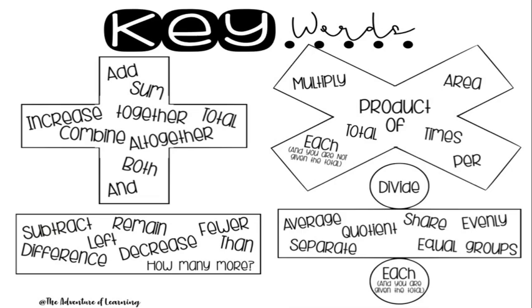So these are some of the key words that you should look out for when you're using this cube strategy. We're going to focus today on sums or addition and differences or subtraction. We will learn about multiplication and division later on this school year, so go ahead and take a look at those keywords too. But again, today we're focusing on addition and subtraction. Some of the keywords you might use for addition are add, sum, increase, together, total, combine, altogether, both, or and. And some we might see for subtraction are subtract, remain, left, difference, decrease, fewer than, or how many more. So we're going to make sure we look out for these keywords while we're trying to solve our problems today.